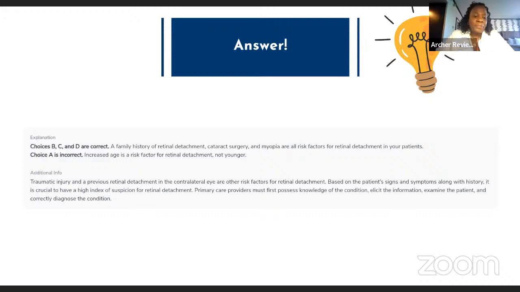So A is incorrect, B, C, and D are correct. Sorry, I said that backwards. And so A is incorrect. Age is not a risk factor for retinal detachment, because not for younger.